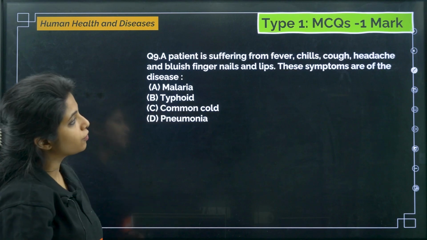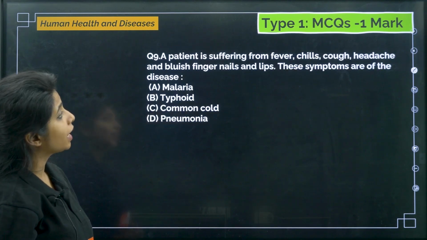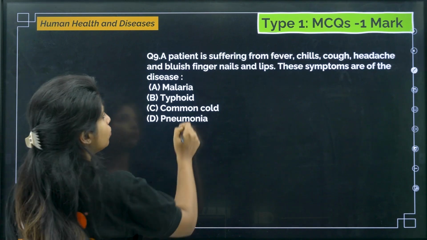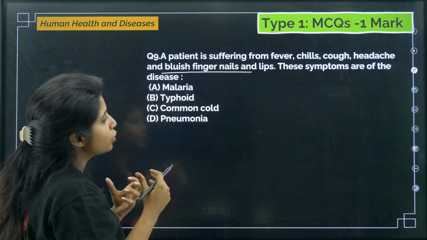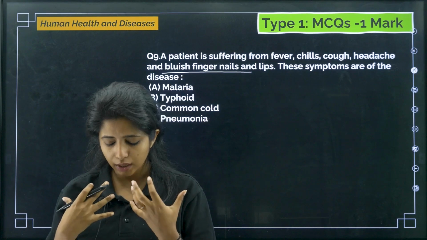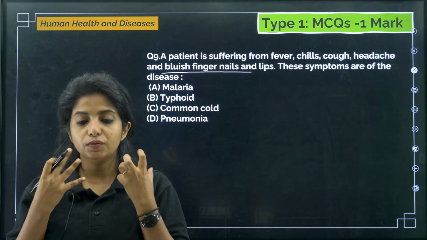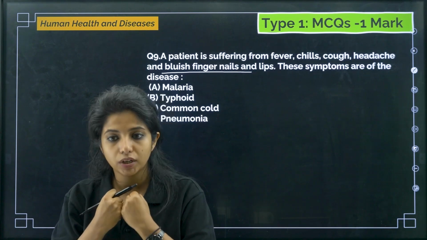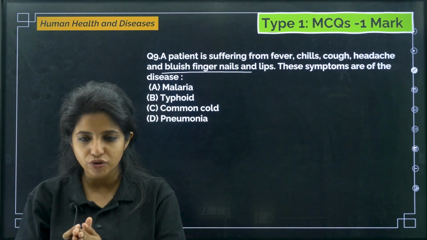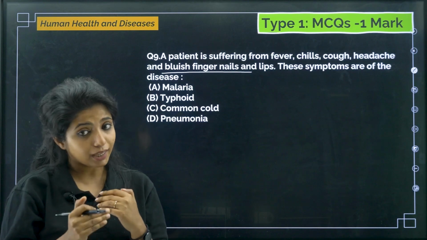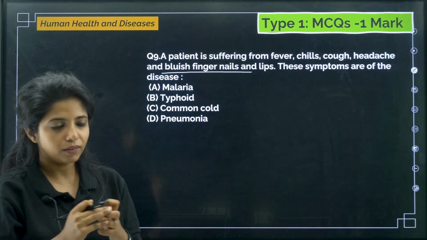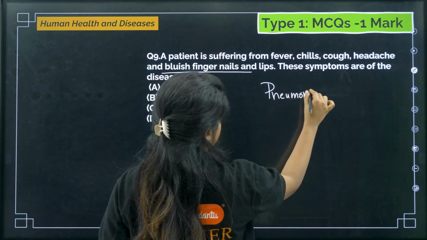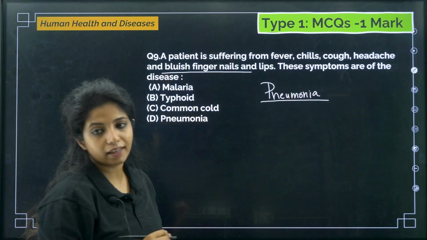A patient is suffering from fever, chills, cough, headache, and bluish fingernails and lips. These symptoms are of the disease. So whenever you see bluish fingernails and lips, when do you think that our fingernails and our lips will turn bluish in color? When there is not enough oxygen in our body. And in what disease is that happening? I'll say it happens in pneumonia, children. What exactly happens in pneumonia?